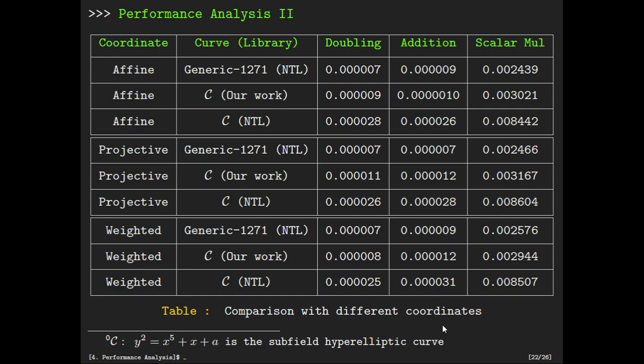And from this table, we can conclude that our implementation, that is our library, performs well for any kind of subfield curves.